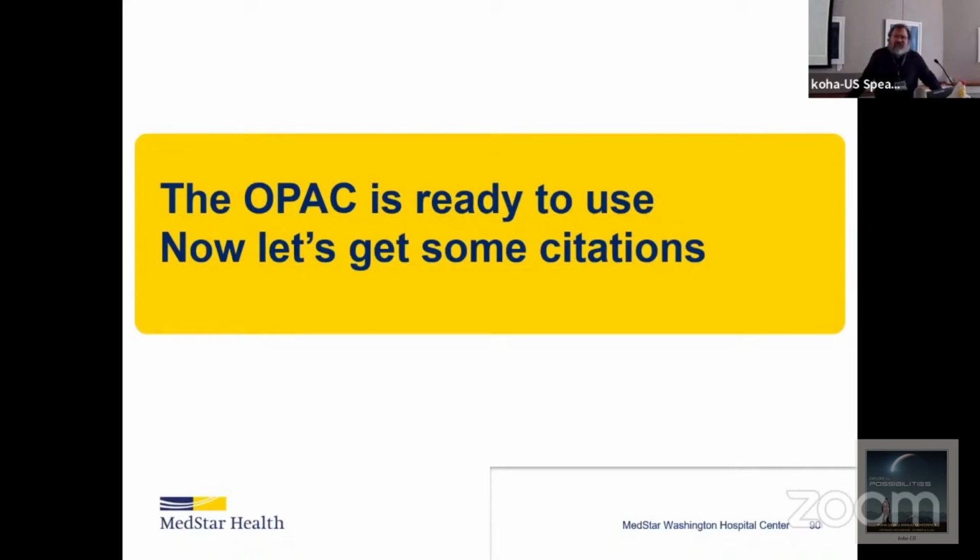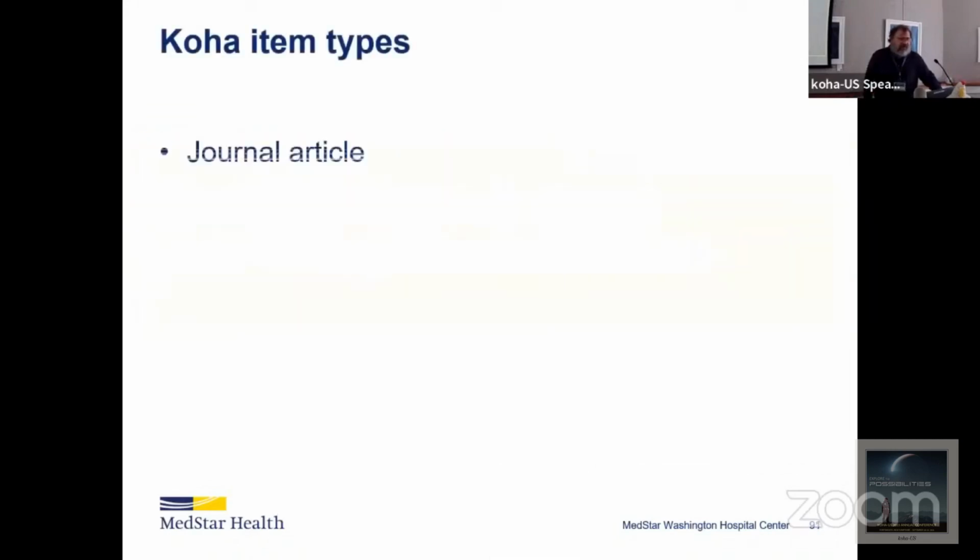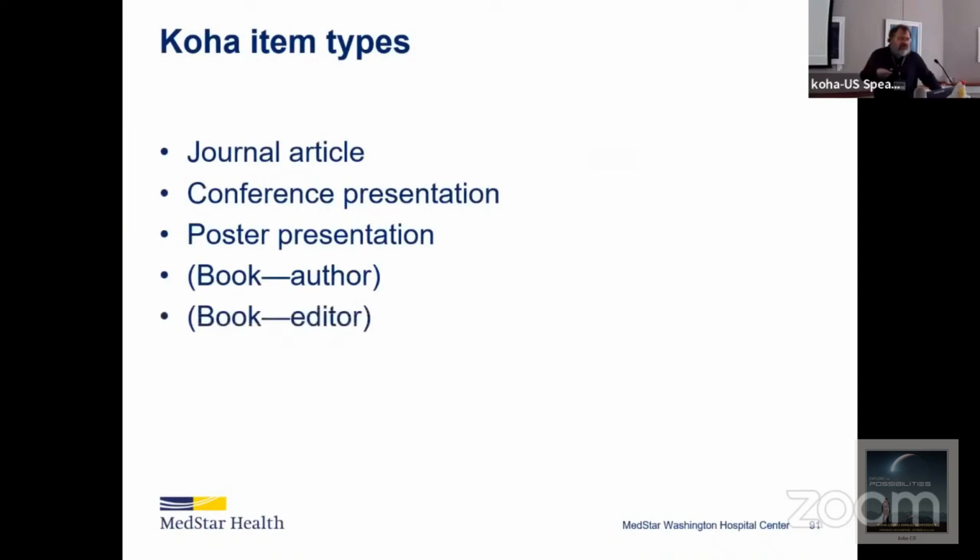Let's pivot to getting citations. Hey, I wasn't sure where to put this in. We have 7 item types: journal article, a conference presentation, poster. Someday I'm going to do book, author, editor, chapter, author.